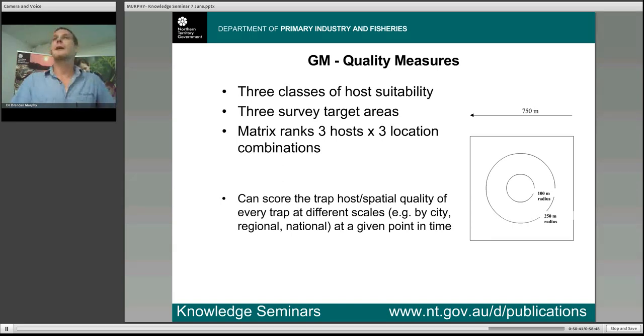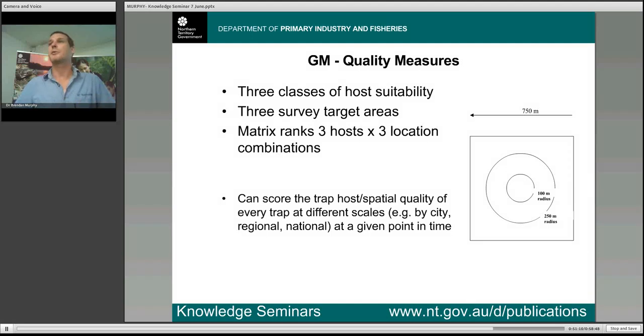Now, we also have three classes of host plant suitability based on literature. Gypsy moth eats something like 500 plant species in the literature, but we've got a couple of clear winners in terms of its favourite hosts, for example, oak and things like that. So we've got three survey areas within each grid cell, and three types of hosts, ranging from optimal, to the second class, which is an okay host. If it was necessary, gypsy moth would live on this, and the third class is completely unsuitable.